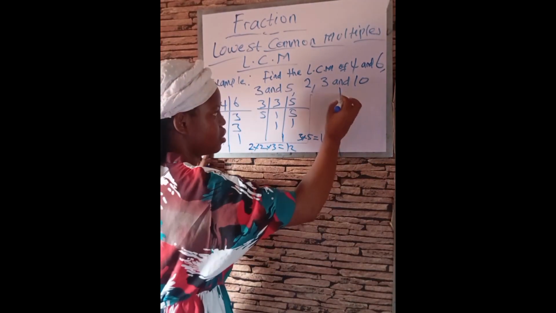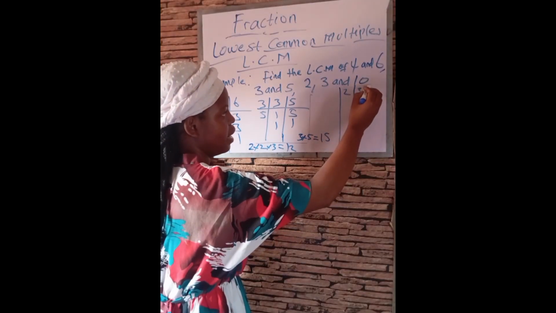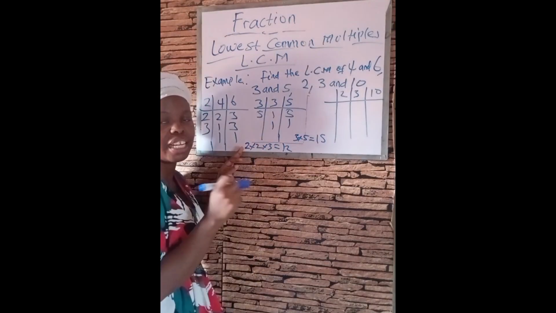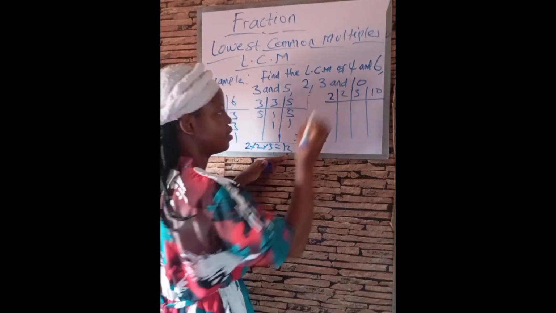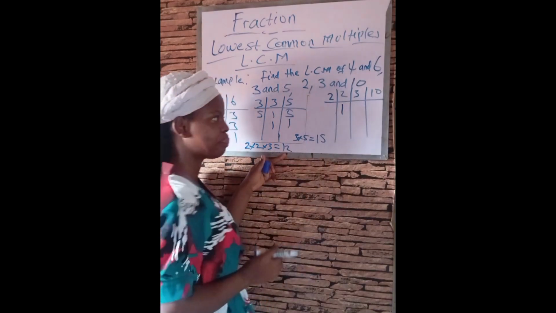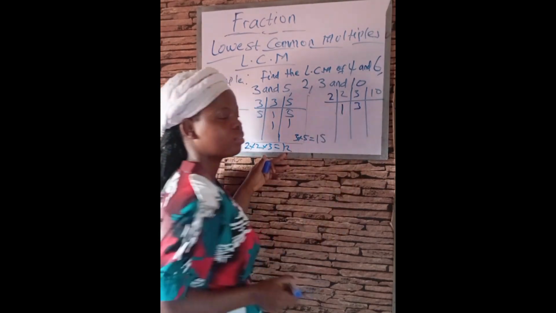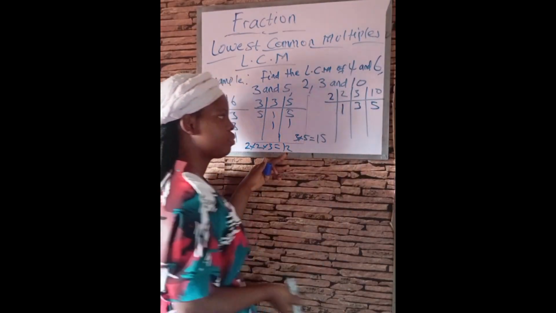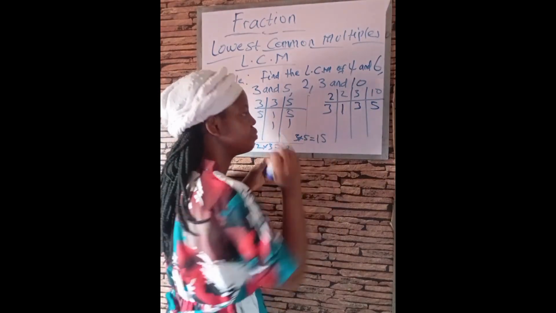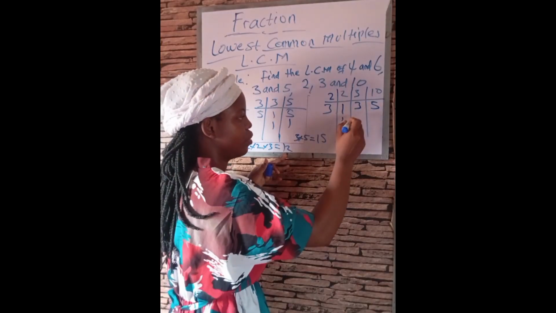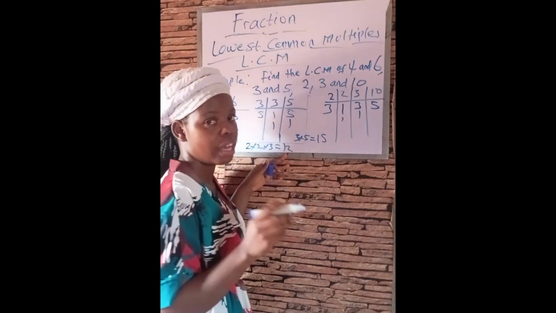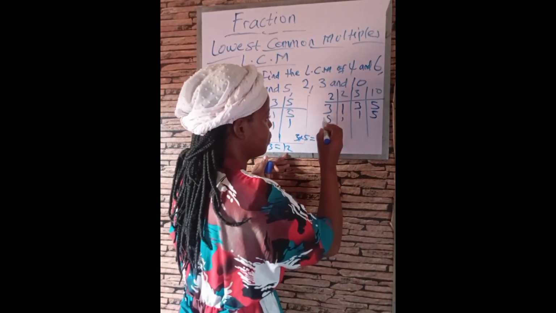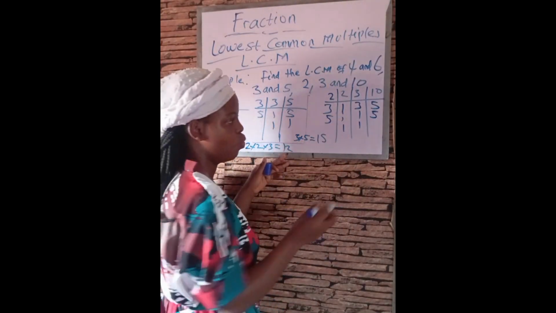For the last one, which is 2, 3 and 10. The first number that can go through is 2. It's already obvious. So we have 2 divided by 2 gives us 1. Write 3. 2 cannot go into 3 without leaving a remainder. So 10 divided by 2 gives us 5. So the next number is 3. 3 can go into 3. 3 divided by 3 will give you 1. 5 divided by 3 will still give you a remainder, so just leave it like that. So the next number is 5. 5 divided by 5 will give you 1.